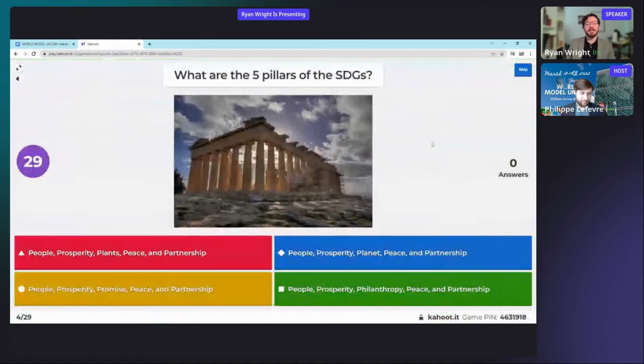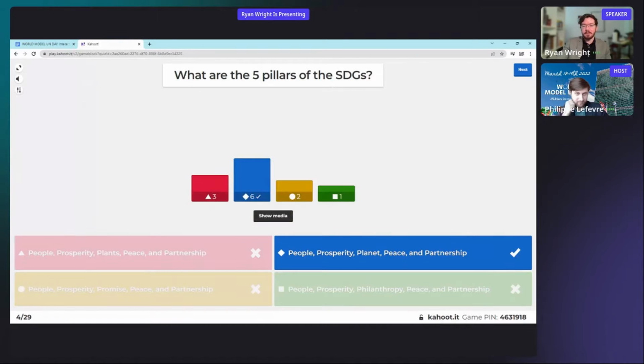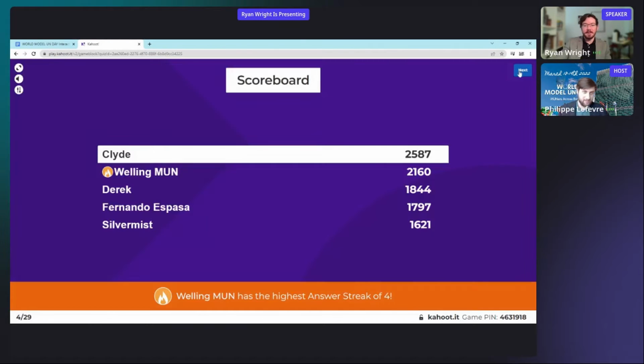And what are the 5 pillars of the SDGs? Now this one might be tricky, might not, depending. There's only one that seems to be out of place to make it extra difficult. I love the alliteration. The UN just loves alliteration as much as they can. They really do, yeah. It's going to be plants, promise, planet, or philanthropy. We got a good widespread on this one, but most of y'all are still getting them right. That's good to know.